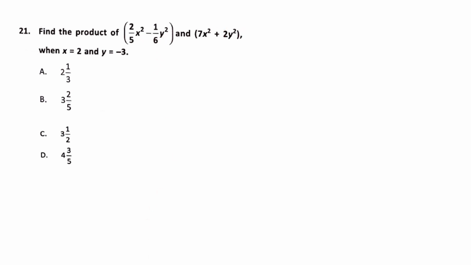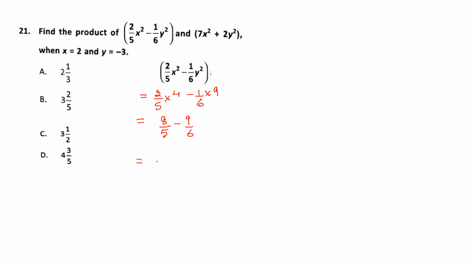So let's find the value for the first one. I'm going to put the value of x as 2 and value of y as minus 3. So 2 by 5 into x square means 2 square, which will give me 4, and minus 1 by 6 y square. Now you have to be careful, it is minus 3. So minus 3 whole square will give me 9. So I have got 4 twos are 8, 8 by 5 minus 9 by 6.